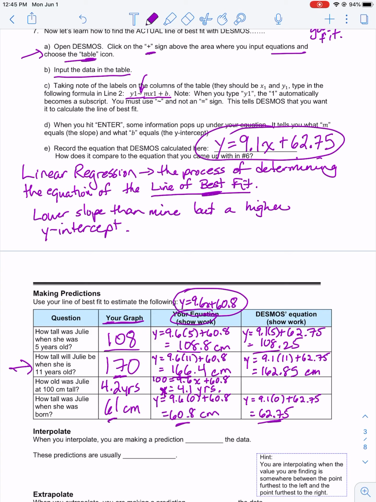And then for the third one, 100 equals 9.1x, that should be a 1, plus 62.75. So 100 minus 62.75, and then divide that by 9.1, and I get 4.1.